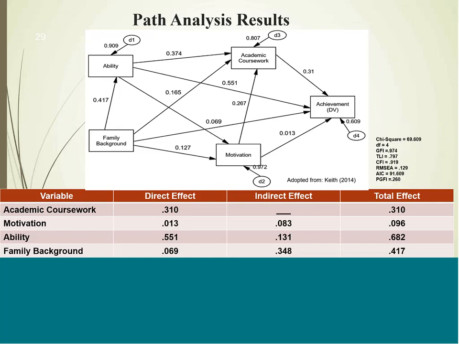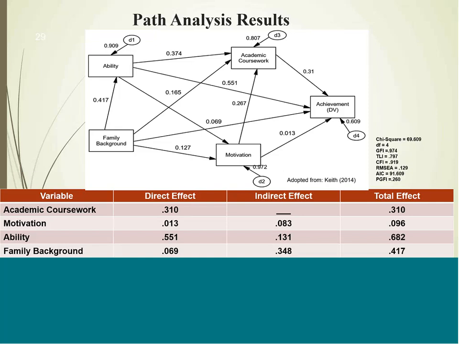And here I'm showing the different effects. If you look at academic coursework, it has the second largest effect on achievement. And then ability has the largest effect on achievement because it's 0.551. For instance, the direct effect of motivation is not that high, and family background also has a very small effect.